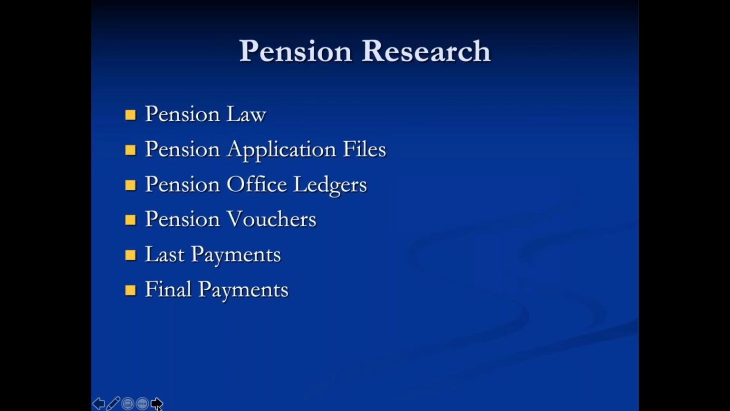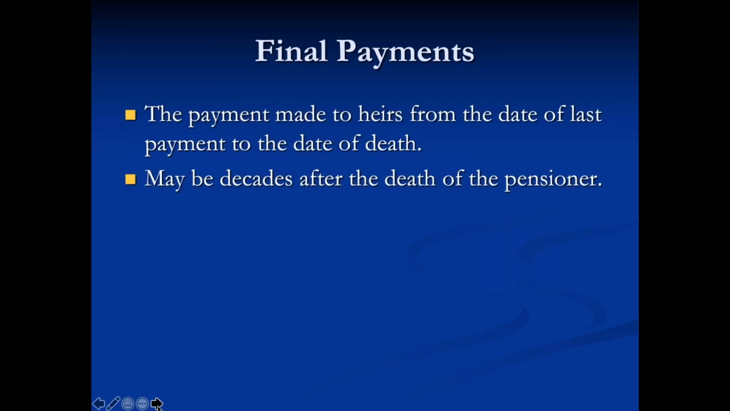Final payments, however, are payments made to heirs from the date of last payment to the date of death. And this could occur decades after the death of the pensioner. Until the 1860s, if the wife had died before the soldier, the heirs are all the children. So all the children have to come in to get the payment, which they split. So this is a good place to find heirs, especially if it's long after the death of the pensioner.